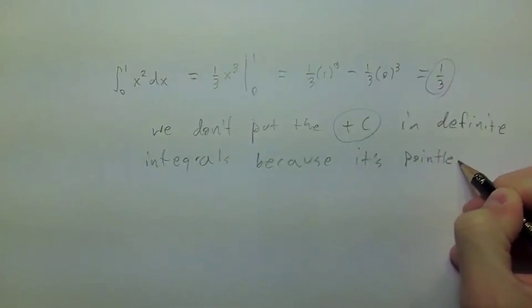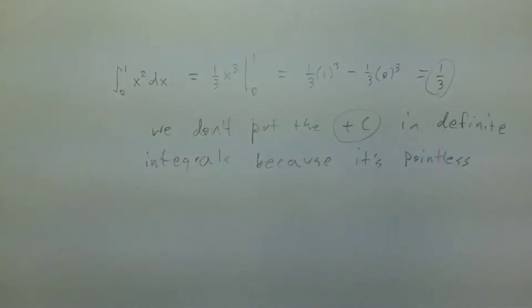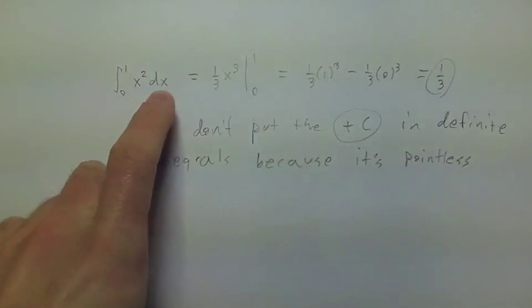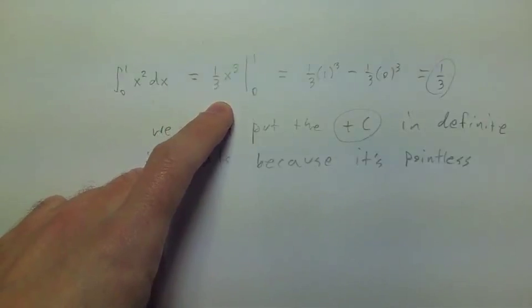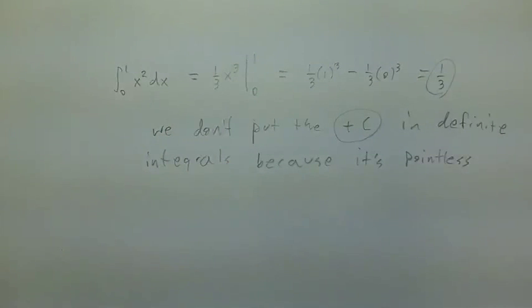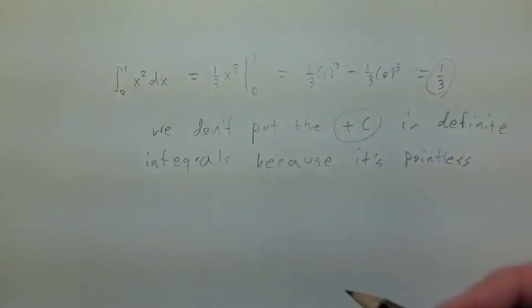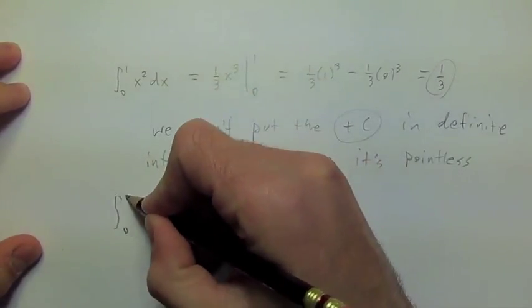Now I'll show you why in just a second. But basically, the plus c is for antiderivatives. It's for indefinite integrals. With indefinite integrals, you have an infinite number of possibilities, right? The actual antiderivative of x squared is 1/3 x cubed plus any constant you might ever want. Plus 1, plus 2, minus 10, all the constants. Okay? We don't do it for definite integrals because if we did, let's say I did that.